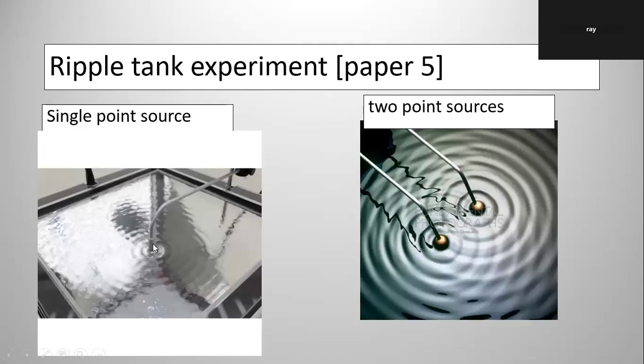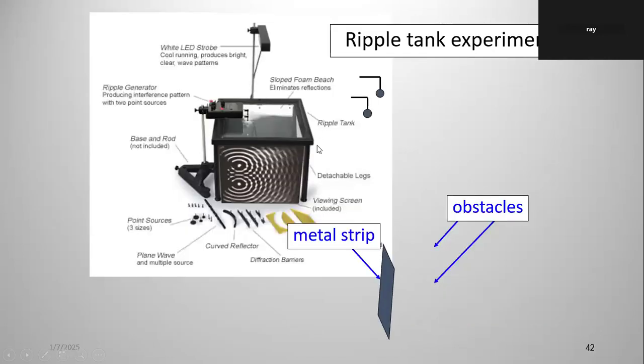We can use a ripple tank experiment. We can use two spheres connected to the same source, to produce interference.